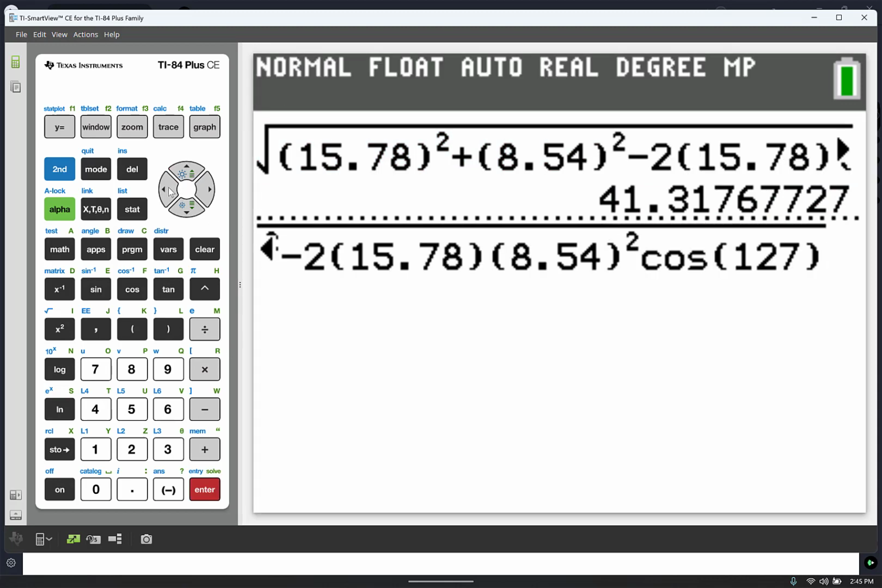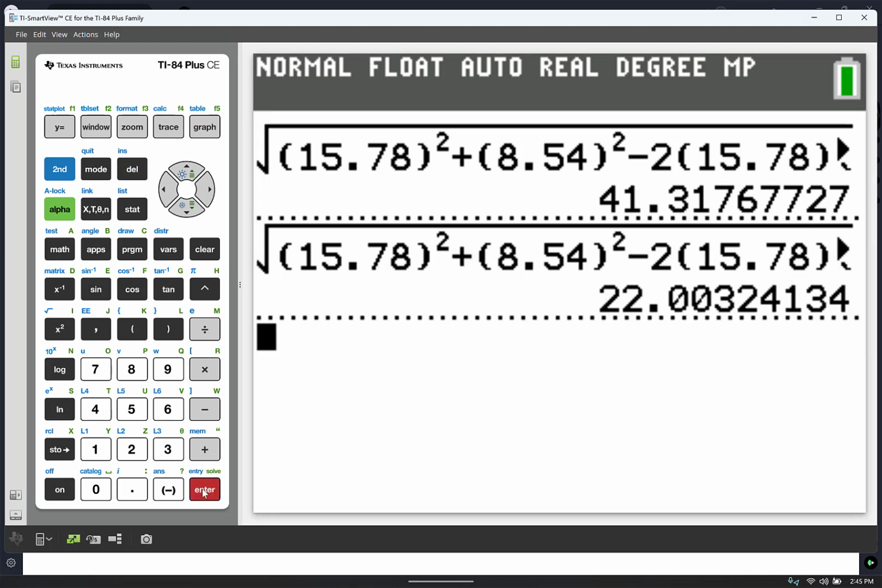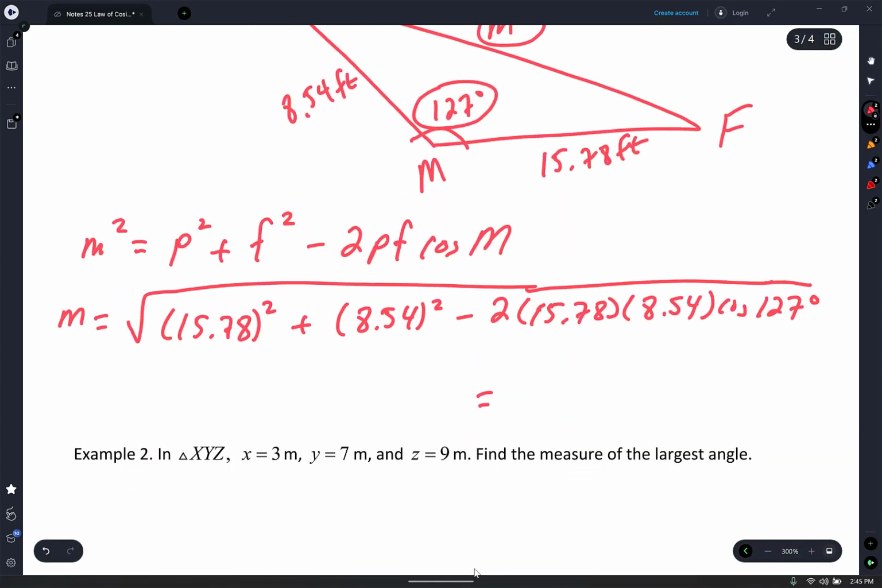All right, let me see. Oh yeah, there's a square right there. Okay, 15.78, 8.54, cosine 127. Enter. Did you guys get that? Okay, so then we're good. 22.003 feet. If they say nearest foot, that's 22 feet. And that's it. You're just going to be doing that over and over again. Well, that's not it. We got one more.